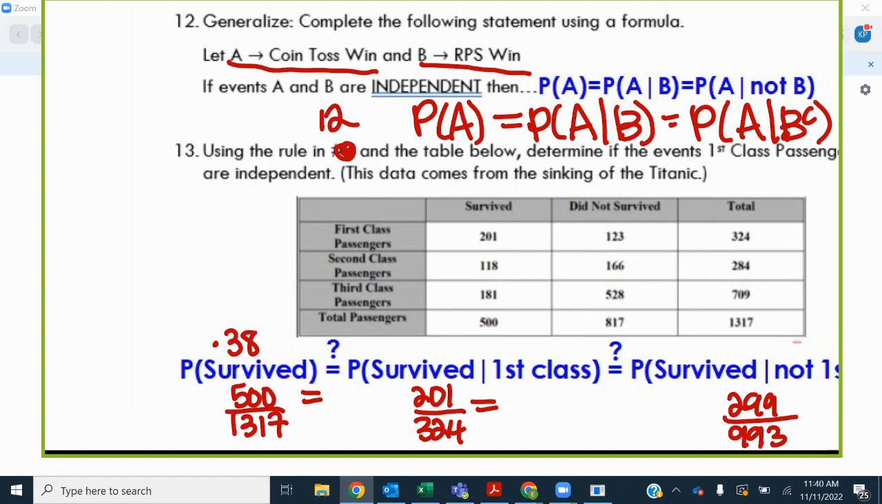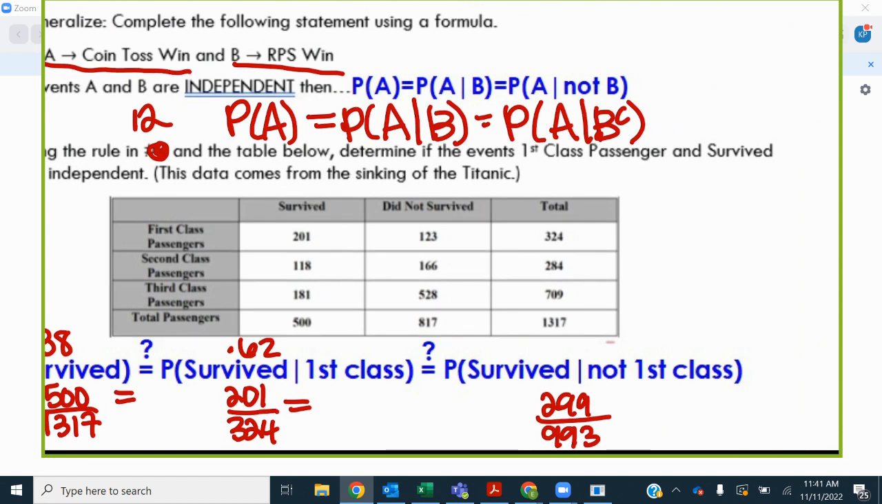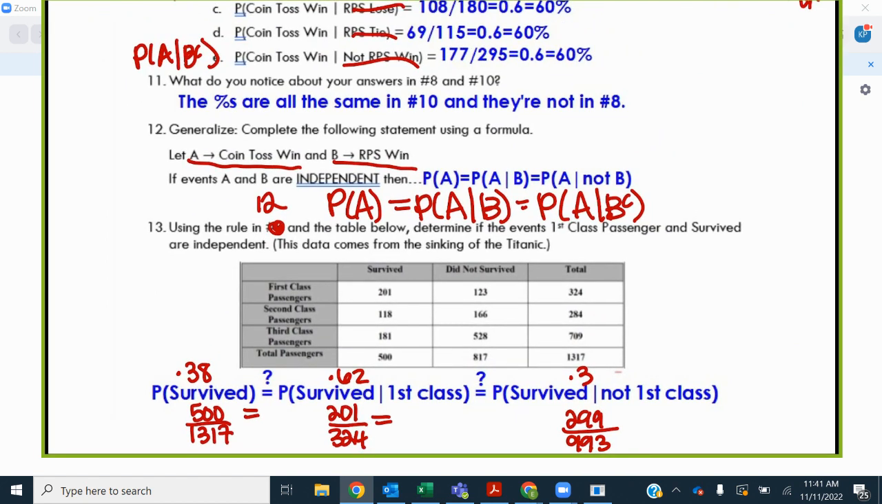201 out of 324, 62%. And then the other group, that's going to be way less than a third. 299 out of 993. Not way less, but 0.3. So the class that you were in affected your survival rate, because being from first class increased the survival rate from 38% to 62%. So we would say no, they are not independent.